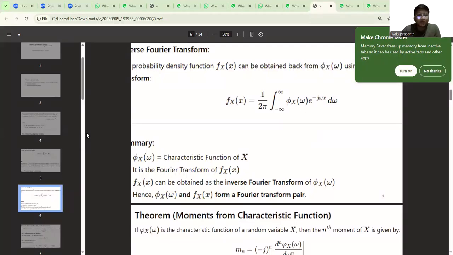Inverse Fourier transform: the probability density function f of X can be obtained back from phi of X of omega using the inverse Fourier transform. f of X is equal to 1 by 2 pi integral from minus infinity to infinity of phi X of omega e power minus j omega x d omega. Summary: phi of X of omega is the characteristic function of X. It is the Fourier transform of f of X. f of X can be obtained as the inverse Fourier transform of phi of X of omega. Here phi of X of omega and f of X are Fourier transform pairs.